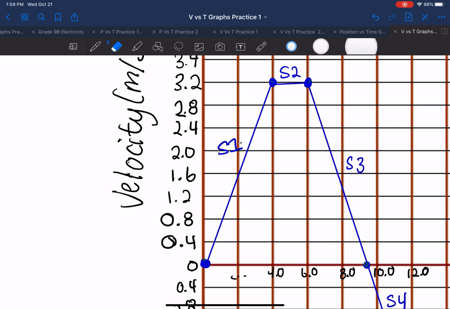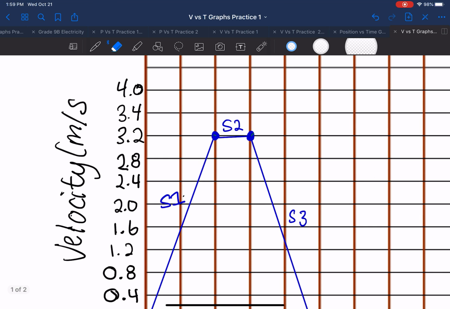Now let's talk about S2. S2 is a flat horizontal line. That's why we named it as a different type of motion. Therefore, that's the second phase of our graph. It's a flat horizontal line, and we know that flat lines usually equal 0. Well, 0 what? 0 acceleration, because the slopes of any of these lines that we see are going to give us acceleration.